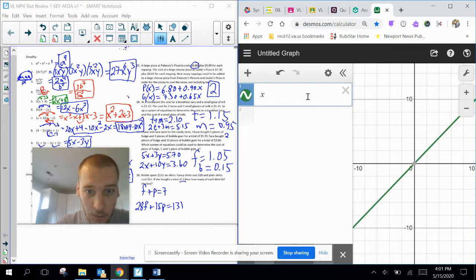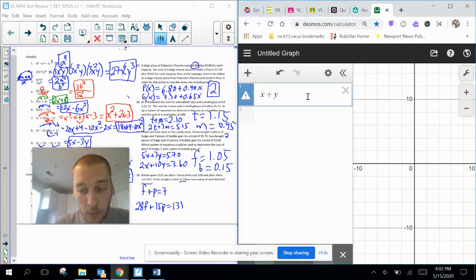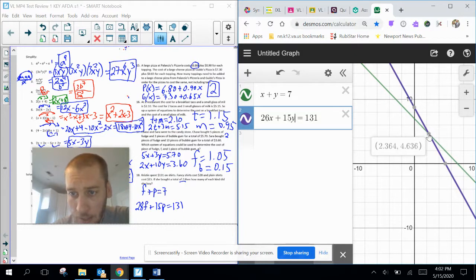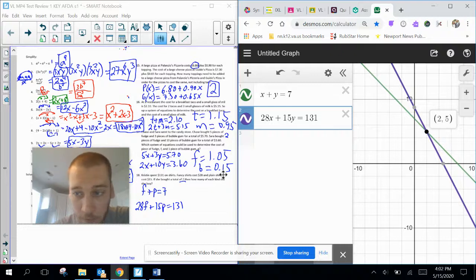So number of fancy, we'll use X. Number of plain, we'll use Y. There are 7 shirts altogether. And then it's 28 bucks for a fancy shirt, that's X. And 15 bucks for a plain shirt, that is going to be my total cost 131. Oops, why'd I put P? Maybe I should type in the right number, huh? 28. So we got 2 fancy shirts and 5 plain shirts.